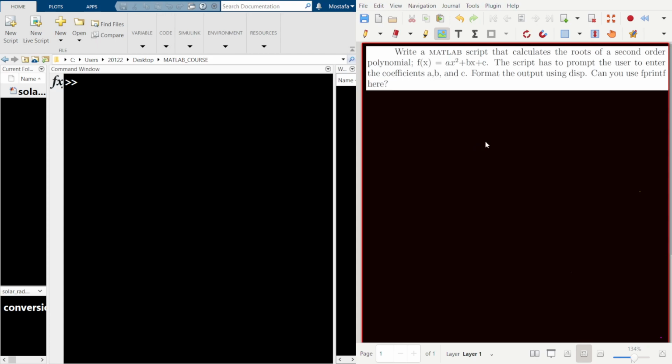It says, write a MATLAB script that calculates the roots of a second order polynomial. The polynomial has the format f of x equals ax squared plus bx plus c. The script has to prompt the user to enter the coefficients a, b, and c. And then we are asking you to format the output using the disp command. There is another question asking, is it really a good idea to use fprintf?